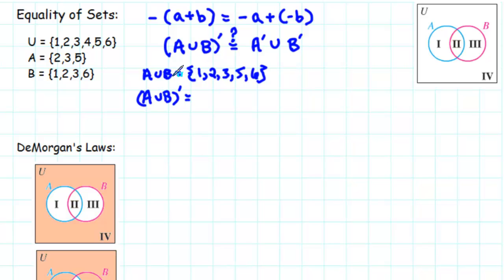Well, that will be everything in the universal set that's not in the union. Well, the union contains 5 elements. The universal set contains 6, and we see that the only element that we haven't written down is the number 4. So the complement of A union B is the set containing the number 4.